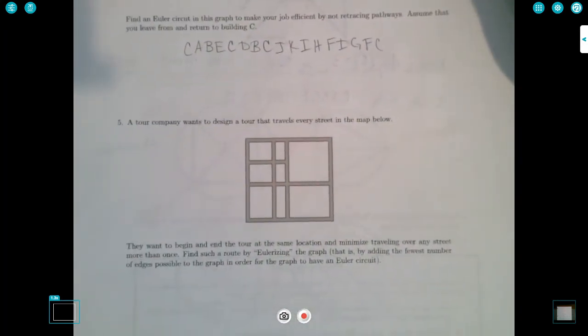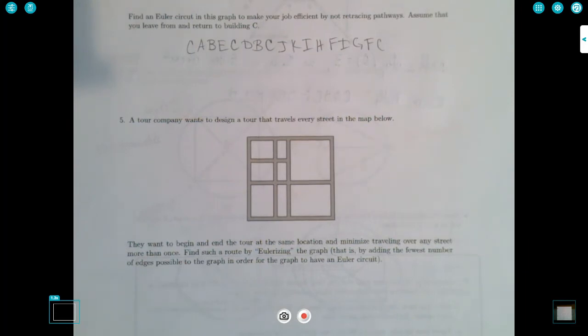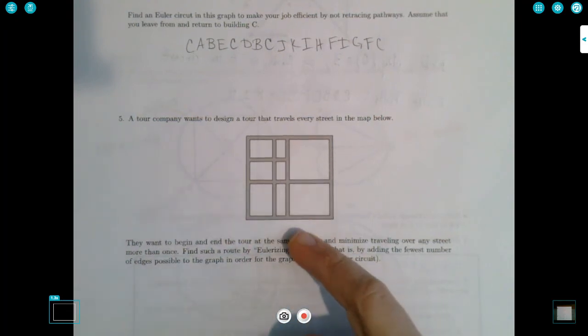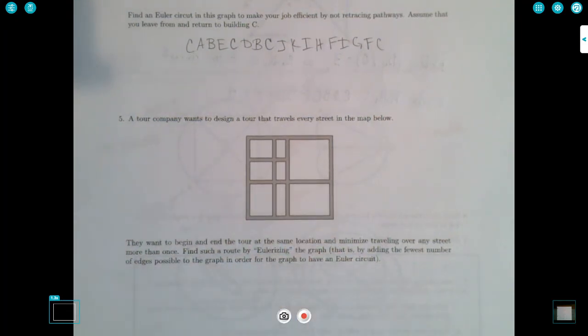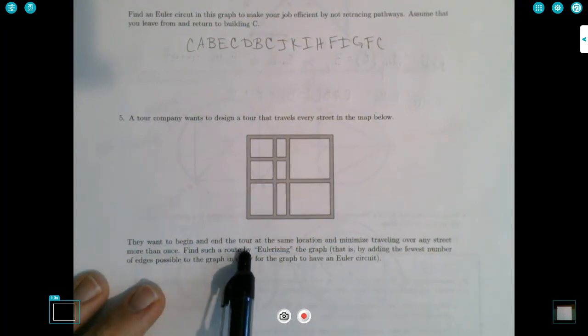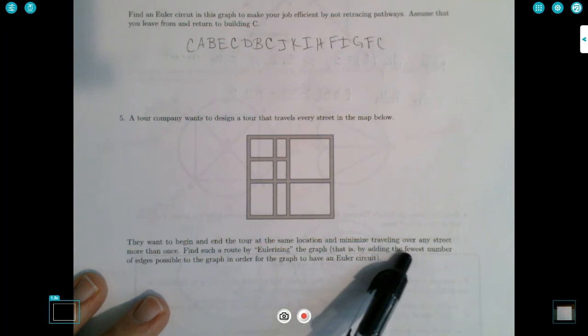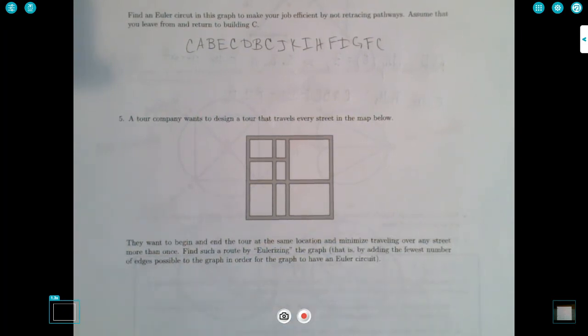So I've got 3 more examples to show you of maybe some ways that this stuff could be useful in the real world. Number 5 says a tour company wants to design a tour that travels every street in the map below. So maybe this is some downtown area of some famous city, and the tour wants to go down every possible street. They want to begin and end the tour at the same location and minimize traveling over any street more than once. So they're not saying that they won't travel over a street more than once. They just want to keep that to a minimum.